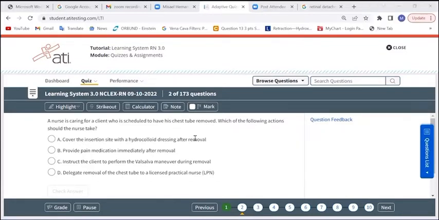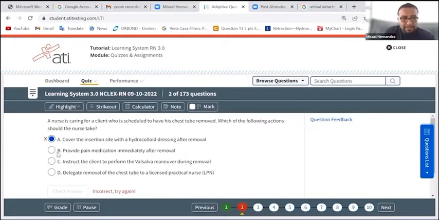Cover the insertion site with hydrocolloid dressing after removal, provide pain medication immediately after removal, instruct the client to perform the removal, delegate the removal of the chest tube to a licensed practical nurse. D is absolutely not an answer. Instruct the client to perform the removal. I'm sorry, which one did you say? Cover the insertion site with hydrocolloid dressing after removal. Okay. That's A. Provide pain medication immediately after removal. It should probably be before the removal.